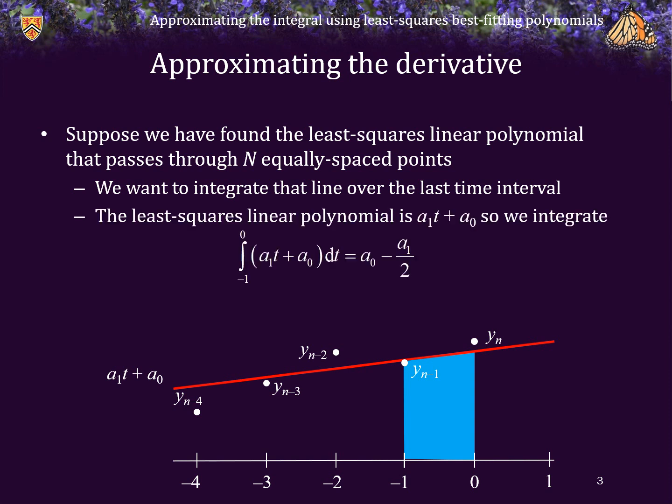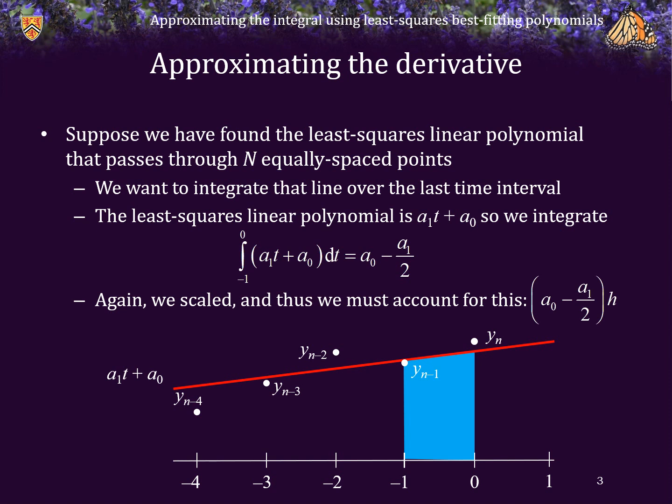Well, all we have to really do is integrate that least squares best fitting linear polynomial on the interval from -1 to 1, and that gives us the expression a0 minus a1 over 2. And you can see that that is the average of the two y values when the least squares polynomial is evaluated at 0 and -1.